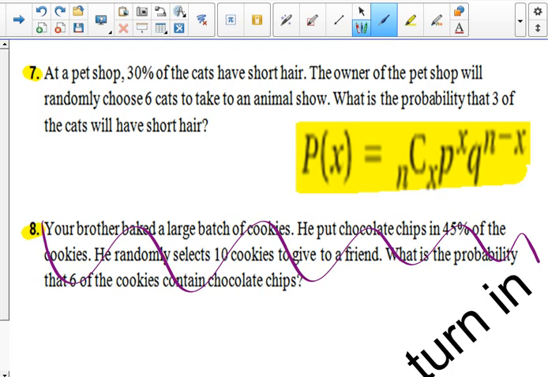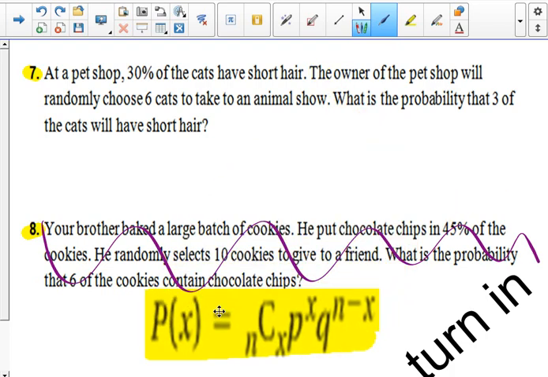Okay, it says, at a pet shop, 30% of the cats have short hair. The owner of the pet shop will randomly choose 6 cats to take to an animal show. What's the probability that 3 of the cats will have short hair? So you've got to learn how to pluck out what is what. So how many is he taking? That's your number of trials. He's taking 6 cats. So that's going to be n is equal to 6.